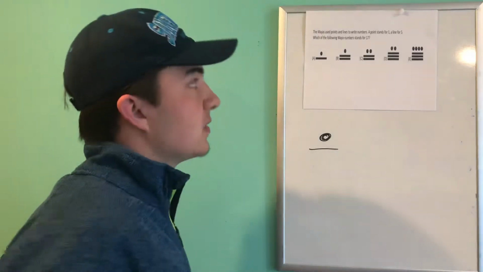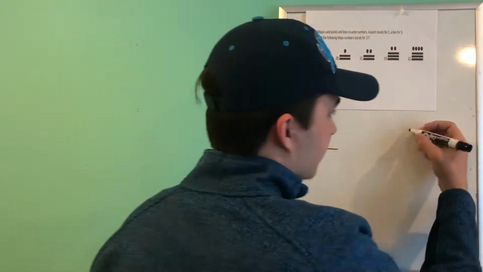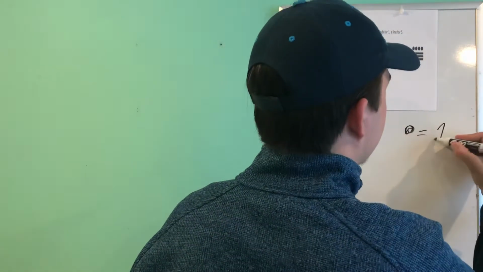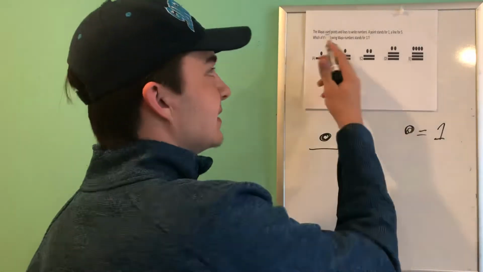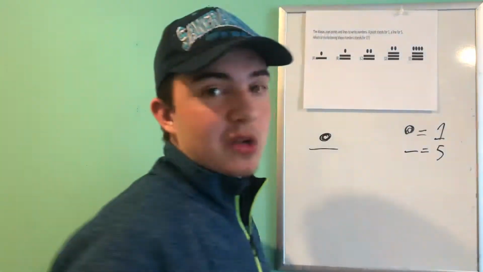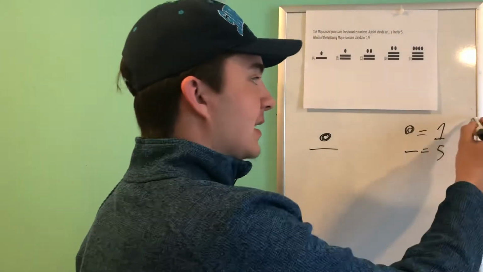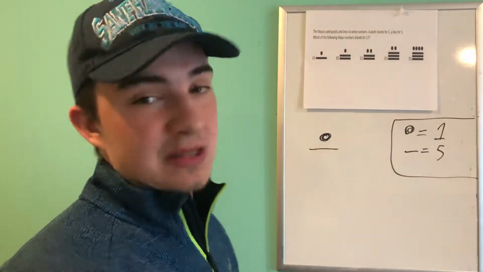So if we know that, what is a point? What does this dot stand for? Well, the question says that this dot is equal to 1. And what's the line equal to? Well, the question tells us that a line is 5. Always look back to the question and write it down, that is important, because right now we have a key right here. This is what we're going to use for every single answer choice.